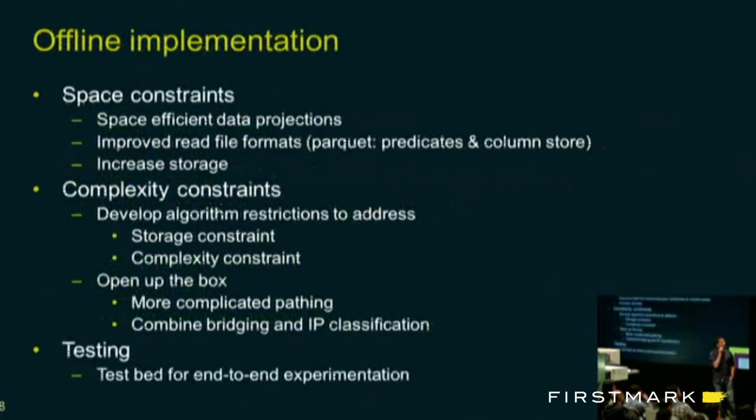So if you do offline, you have to kind of go back to the two major constraints. That's space constraint and complexity. So with space, you're dealing with, say, 100 billion sightings a day. You want to keep 4 months of data. It's about 12 trillion sightings, coming in at about a terabyte an hour.